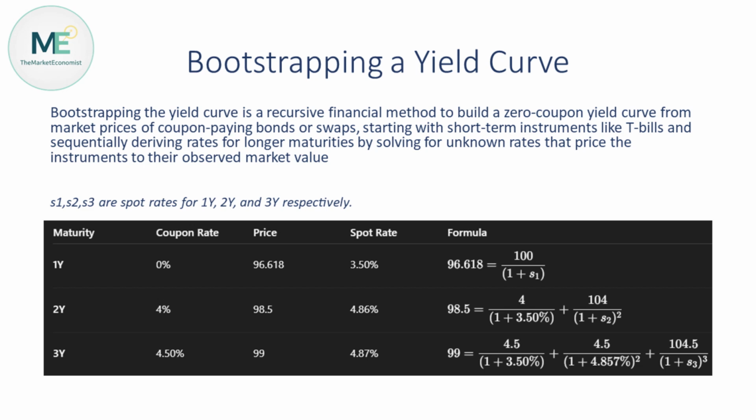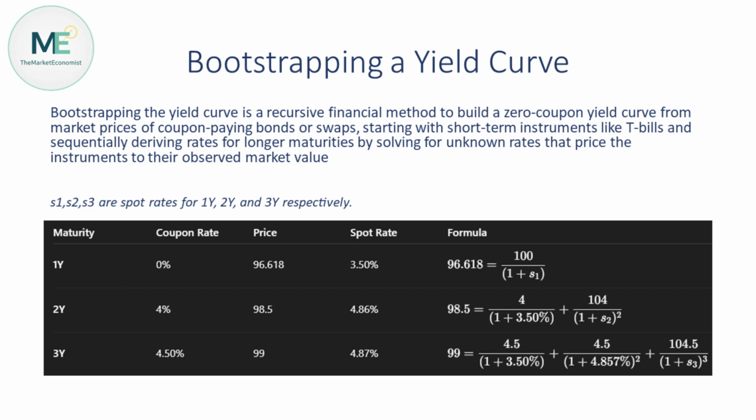Here we take three different bonds, one maturing in 1 year, one maturing in 2 years, the third maturing in 3 years, and all these bonds offer different coupon rates. So here, an example: we look at a bond with 1 year maturity which offers a 0% coupon, a bond with 2 year maturity which offers a 4% coupon, and a bond with 3 year maturity which offers a 4.5% coupon. We know the market prices of all these bonds.